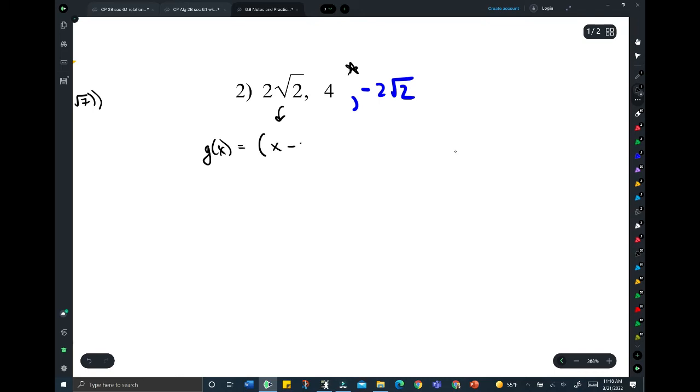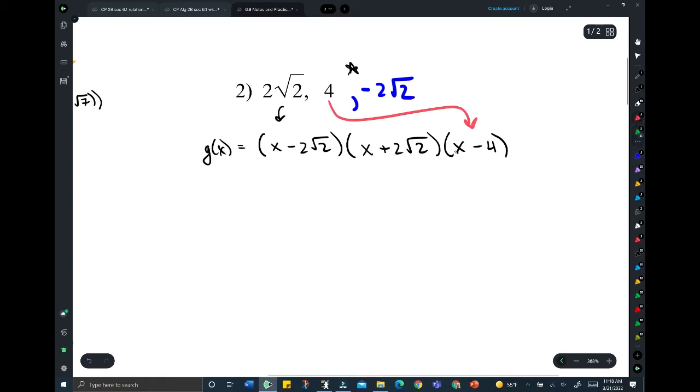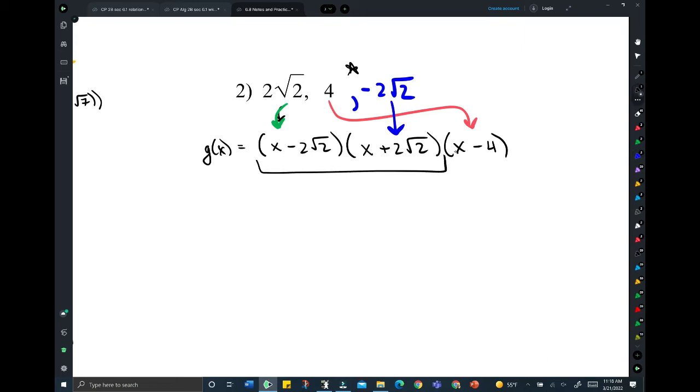Why not? So we have x minus 2 roots of 2, x plus 2 roots of 2, and also x minus 4. I know I wrote them out a little different here. Here's the 0 for that. Here is the 0 for 2 roots of 2, and the 0 for that there. With these next to each other, it makes FOIL easier.